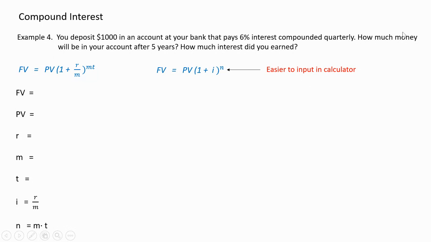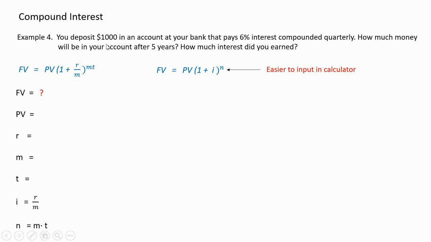What are we looking for? We're looking here for two things. How much money will be there in the account after 5 years? So we're looking for the future value. And then after that, we're going to use the future value minus the present value to find the amount of interest that you earned. So then we begin to extract the info.